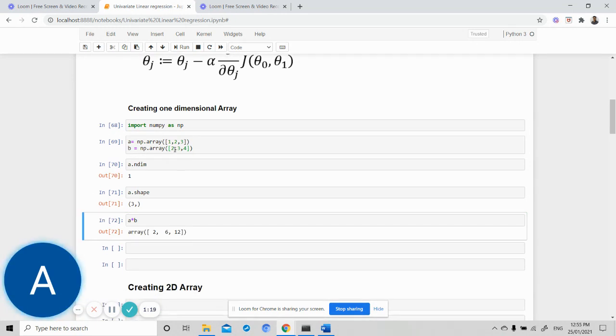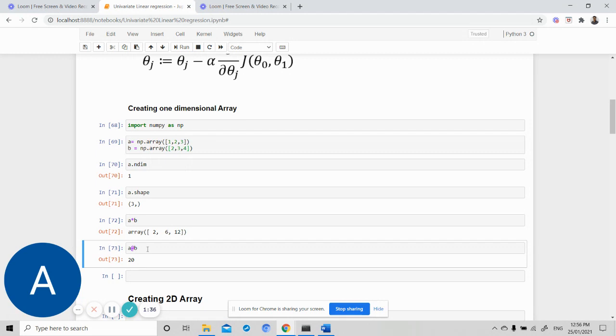We need to be very careful regarding element-wise and matrix-wise multiplication. In element-wise multiplication, we simply multiply each element, so 2 into 1, 3 into 2, 4 into 3. However, for matrix multiplication, suppose A @ B, we get 20. This is the matrix multiplication.